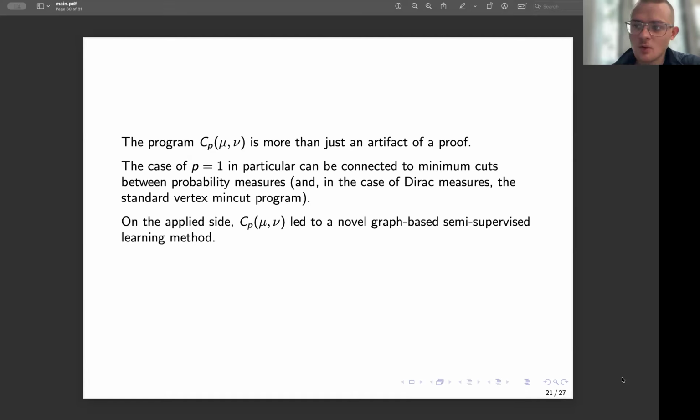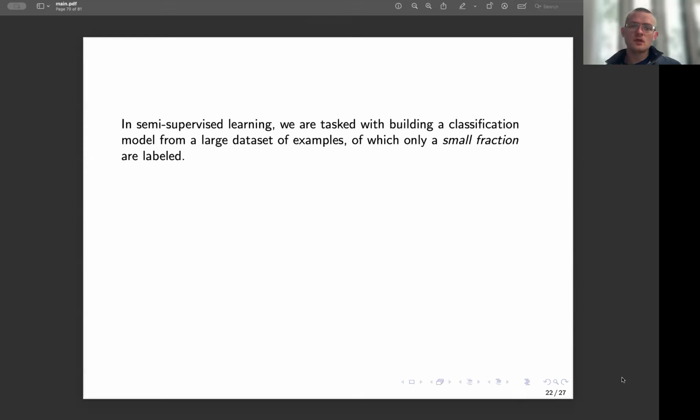But on the applied side, where I'm going to invest a little bit more detail, this P conductance program led to a novel graph-based semi-supervised learning method. So now I'm going to talk about the data science side of this particular optimization program. In semi-supervised learning, we are tasked with building a classification model from a large data set of examples of which only a small fraction are labeled.